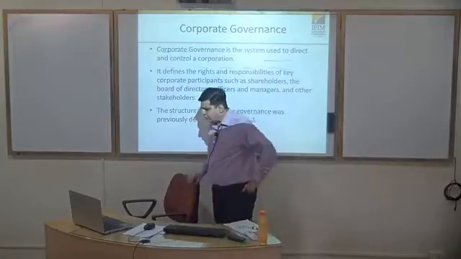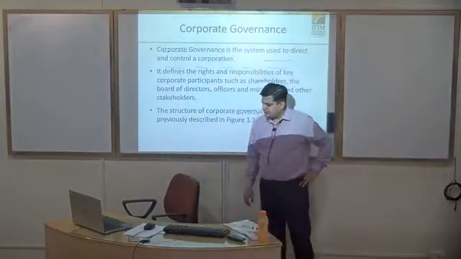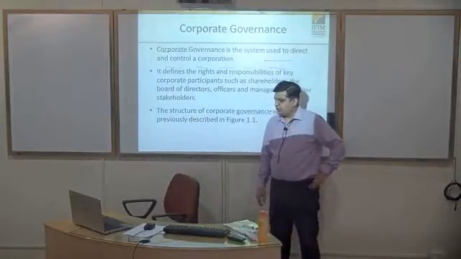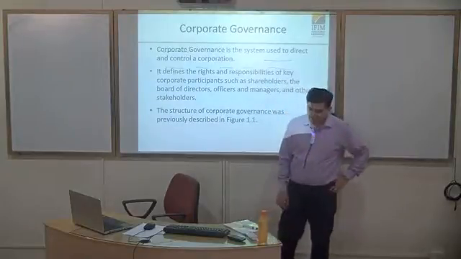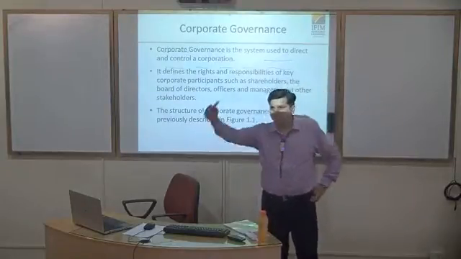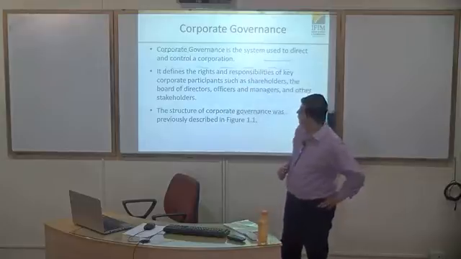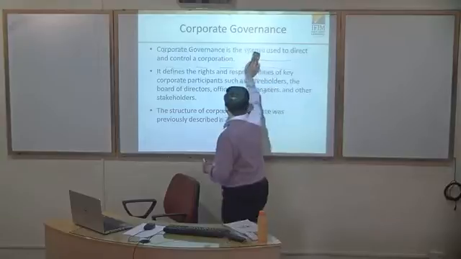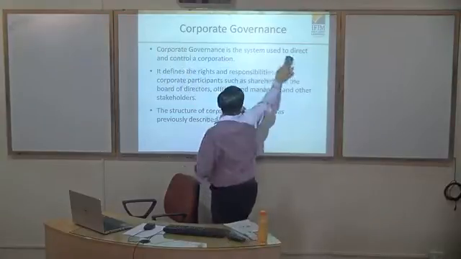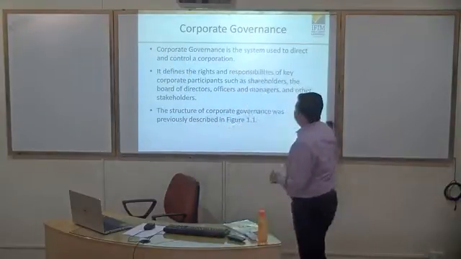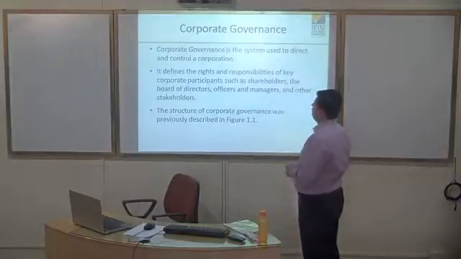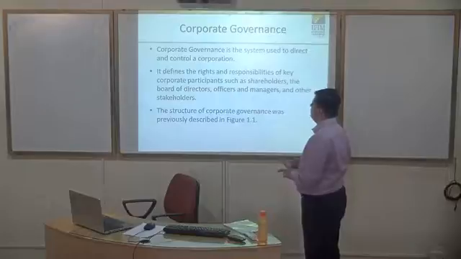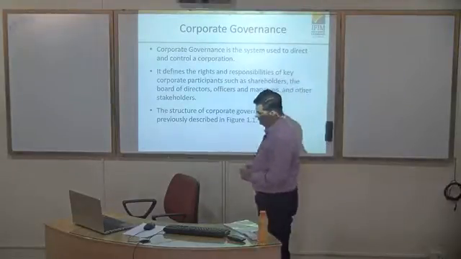Let's move on to corporate governance. That's the system used to direct and control a corporation. So it's basically how you govern a corporation from the top level. It defines the rights and responsibilities of key corporate participants such as shareholders, the board of directors, officers and managers, and other stakeholders. The structure of corporate governance, we did discuss that earlier.